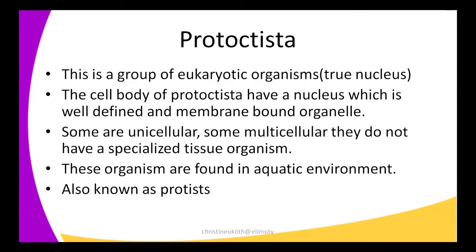Some are unicellular, it means that they have a single cell. They are organisms which are made of a single cell. Some are multicellular, the organisms are made of a number of cells. They do not have specialized tissues. These organisms are mostly found in the aquatic environment. They are also known as the protist. So you can refer to them as the protist or the Protoctista.